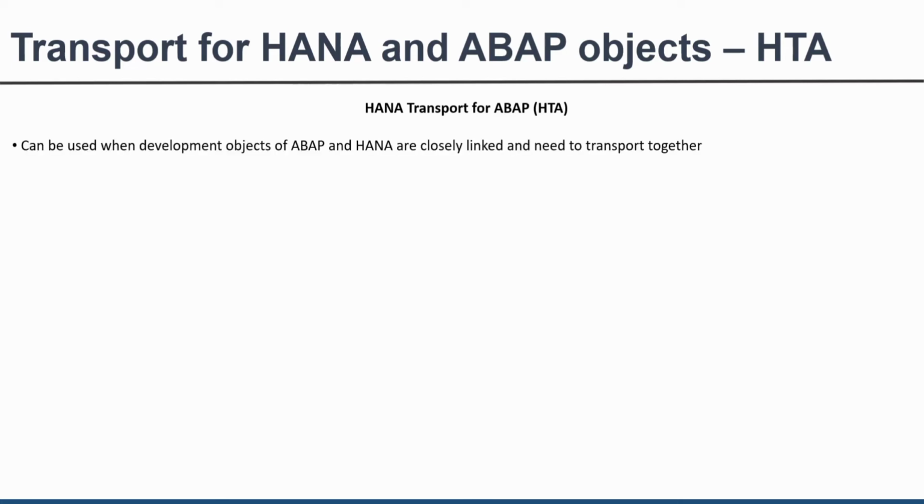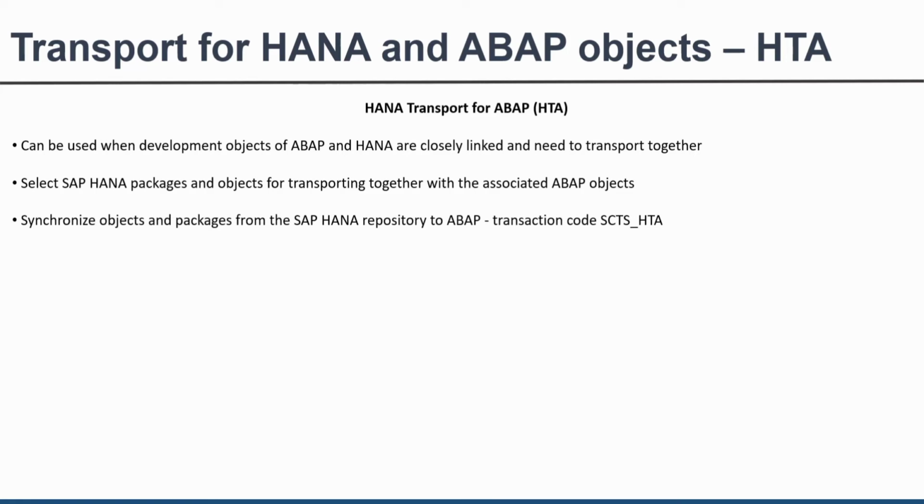HTA is HANA Transport for ABAP. HTA can be used for development objects of ABAP and HANA which are closely related to each other. For example, you have created a HANA object in which you have used an ABAP table. You have to select HANA packages and objects for transporting together with the corresponding ABAP object.